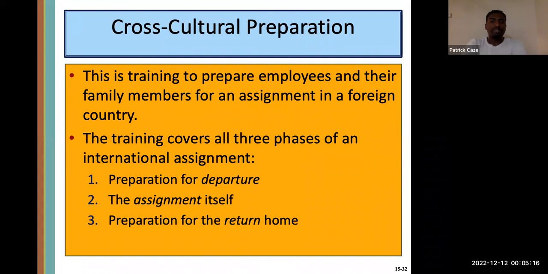All right. So cross cultural preparation. This is training to prepare employees and their family members for assignment in a foreign country. The training covers all three phases of an international assignment: departure, assignment, and return home.